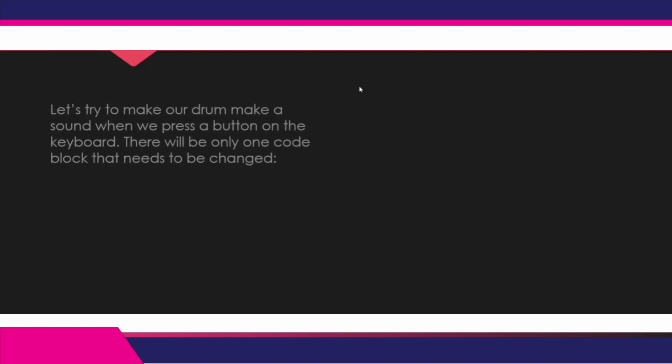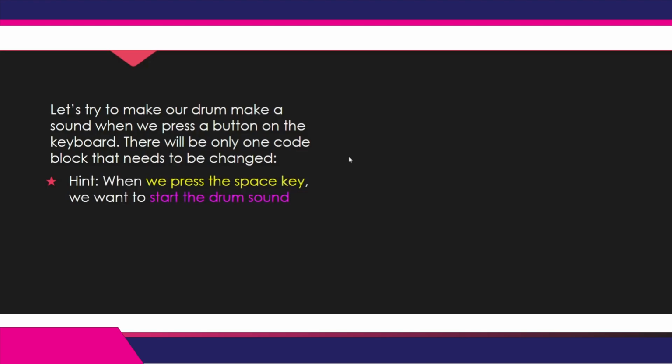So here's a challenge. Let's use sounds using our keyboard. So that makes a different trigger. Let's try to make our drum make a sound when we press a button on the keyboard. There will only be one code block that we need to change, and that is our trigger. So when the space key is pressed, we want to start the drum sound. Our code is staying the same besides the trigger.